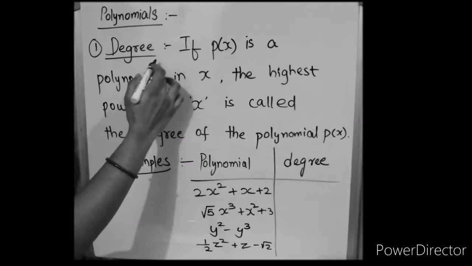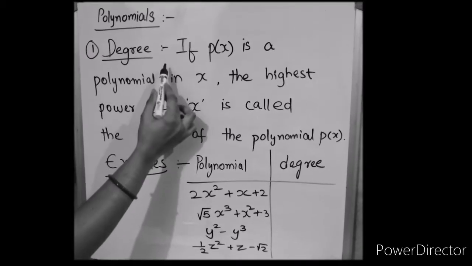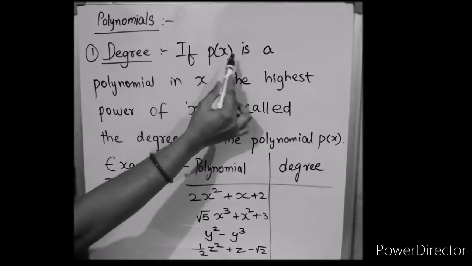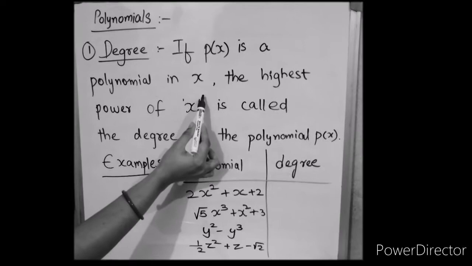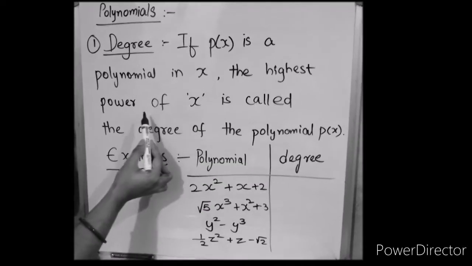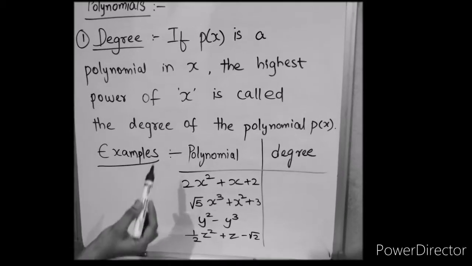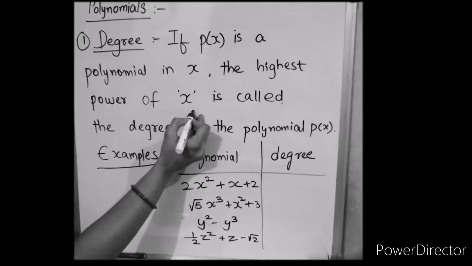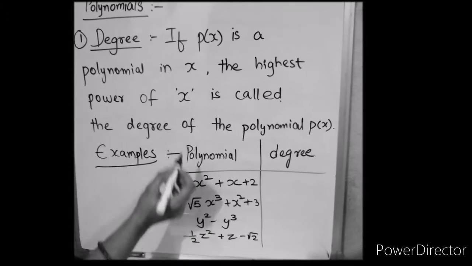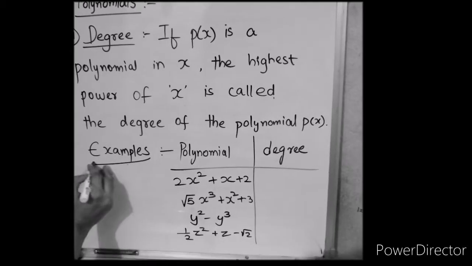Coming to the first topic, degree of a polynomial. What do you mean by that? If p of x is a polynomial in variable x, the highest power of x is called the degree of the polynomial. What is the degree? The highest power of x. See, for this to be understood, let us go with some examples.